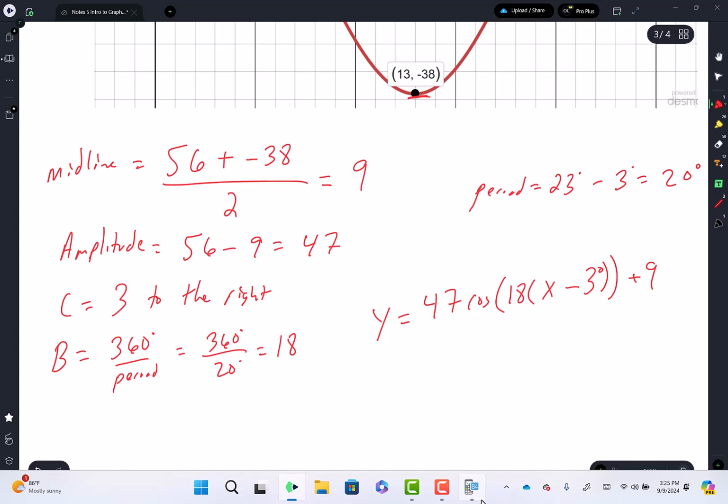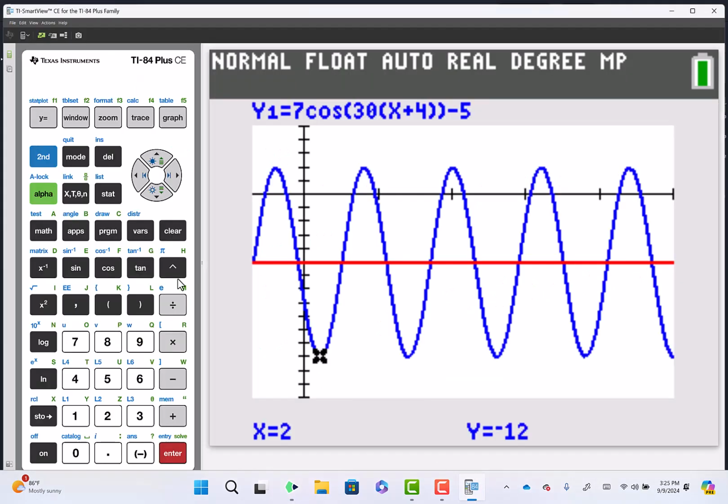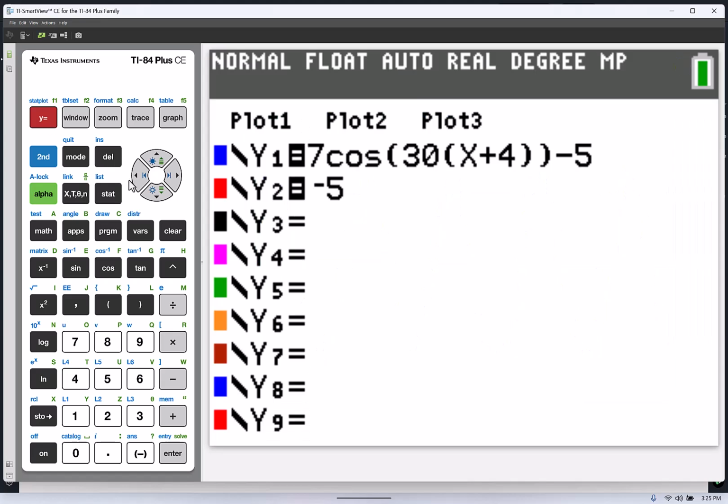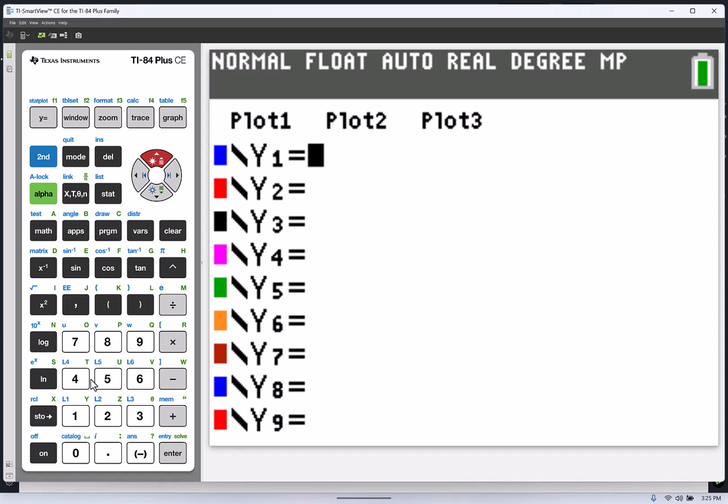All right, go to your calculator again, and we're going to start from scratch again. The y equals is in the top left-hand corner. Let's clear both of them. Clear. And what was the equation? 47 cosine 18. It opens a parenthesis already for you. Open another one, 18. And then x minus 3. Close it twice. Close. And then what was the midline? Plus 9.